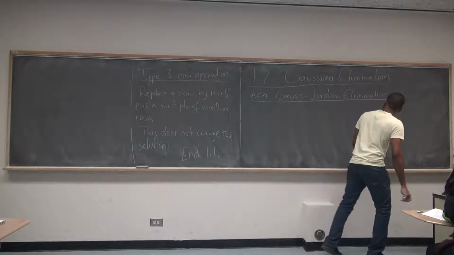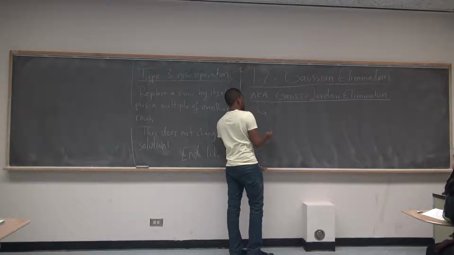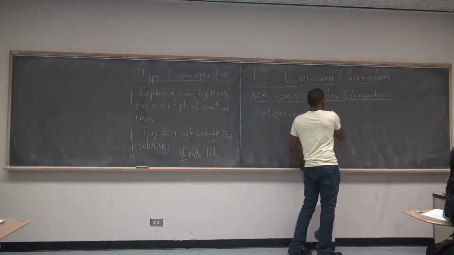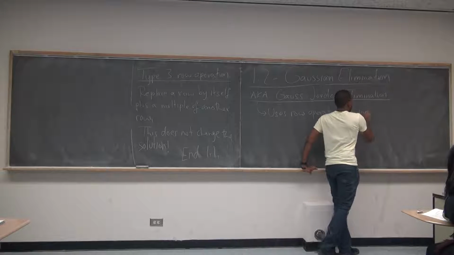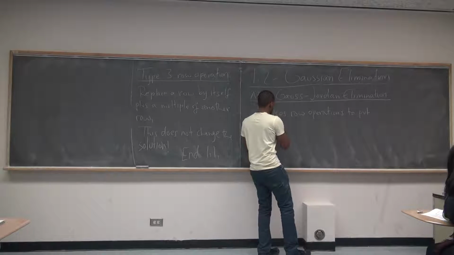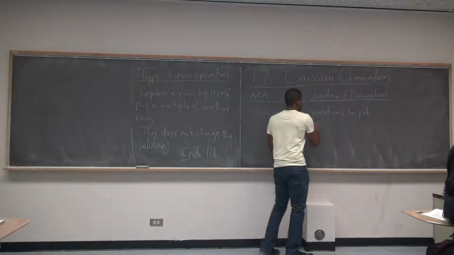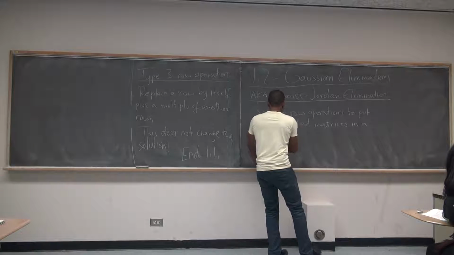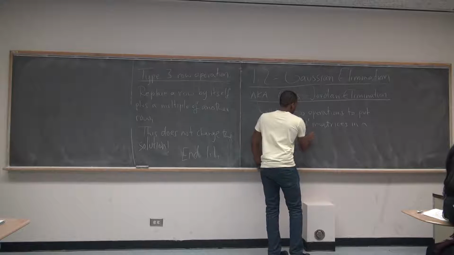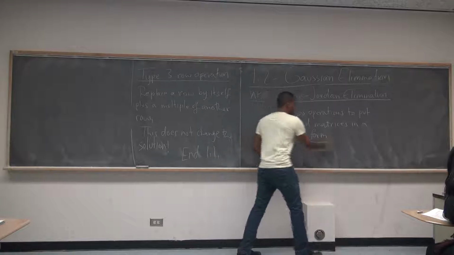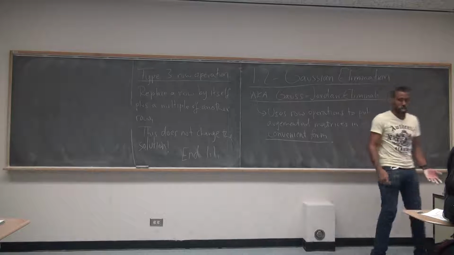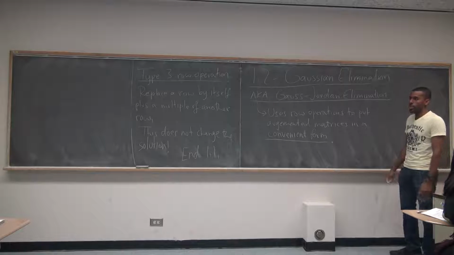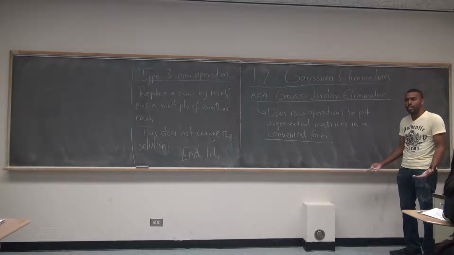So, Gaussian elimination, right? Basically what this does is use row operations to put augmented matrices in a convenient form. Convenient form means a form by which it's easy for me to find solutions, right? But us being mathematicians, that definition is way too vague. What is a convenient form? How do you define a convenient form, right?